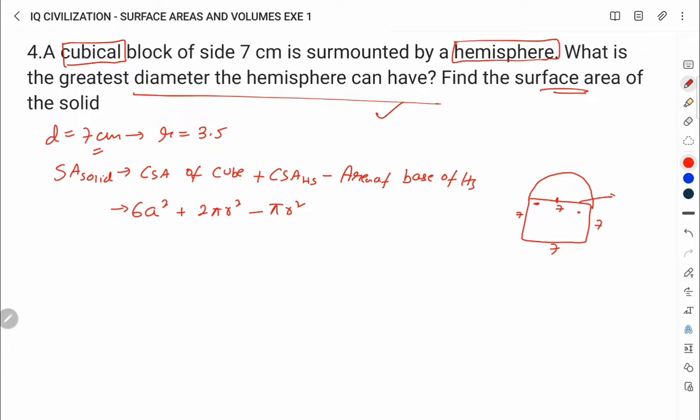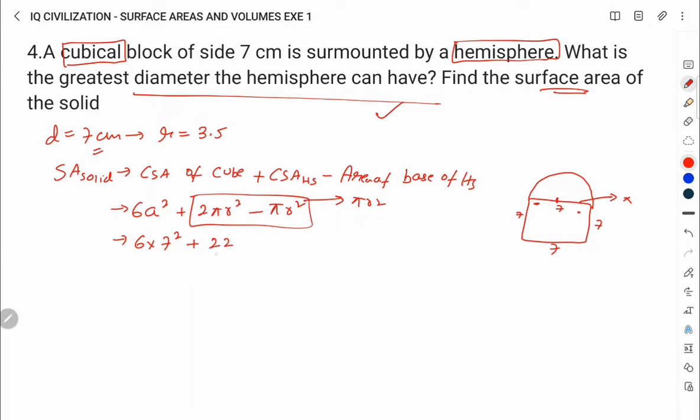This side is not there. This side is not there. Because we just surmounted it. So this is 6a square, 6 into 7 square, a is side, plus 2 pi, r is 3.5, right? So 3.5 into 3.5 minus pi r square. 2 pi r square minus pi r square, that is nothing but pi r square. We can write it directly here. Okay, pi r square. See, this answer is pi r square.